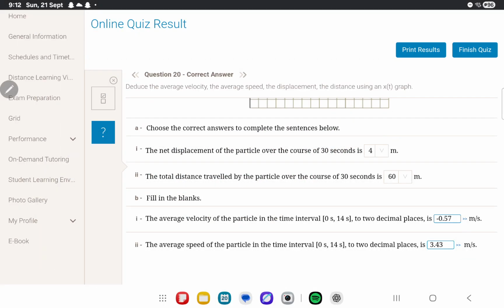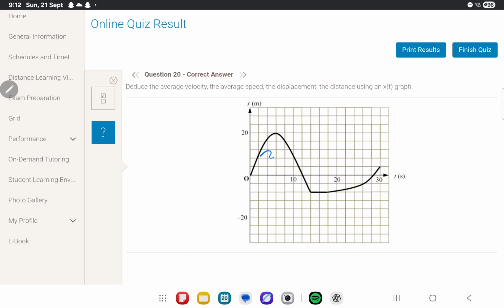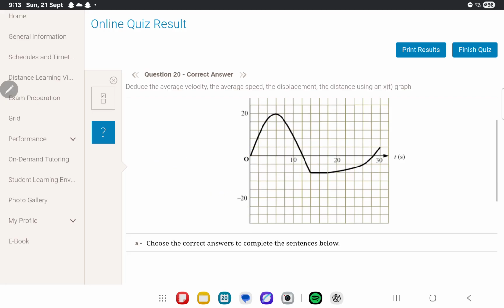Okay. The total distance traveled by the particle over the course of 30 seconds. From here to here, it's 20 meters. Then from here to here, it's 20 meters. From here to here, it's 8 meters, because remember, this is negative 4, negative 8. This is 0 meters. And then from here to here, it's 8 meters again. And then this is 4 meters. Adding it all up, 20 plus 20 is 40, 48, 48 plus 8 is 56, 56 plus 4 is 60. 60 meters. That's your final answer.